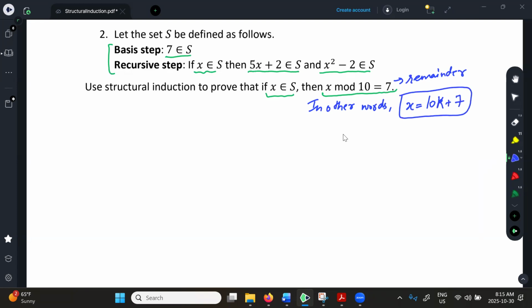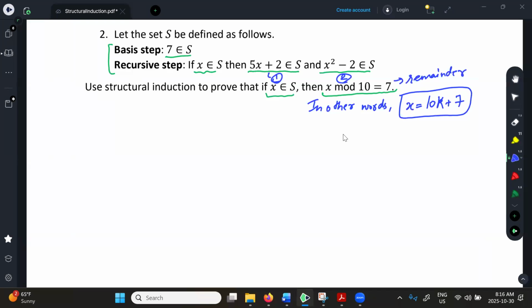So you have to prove that every element of the set can be written in this form, 10k plus 7. The mod thing is just another variation of this equation, where k could be any integer. We don't care: k could be 0, positive, negative, it doesn't matter as long as it's an integer. Question clear? There are two cases again, because we are generating new elements using case 1 and case 2. There are two formulas for generating new elements. This is exactly how you're going to write the proof.